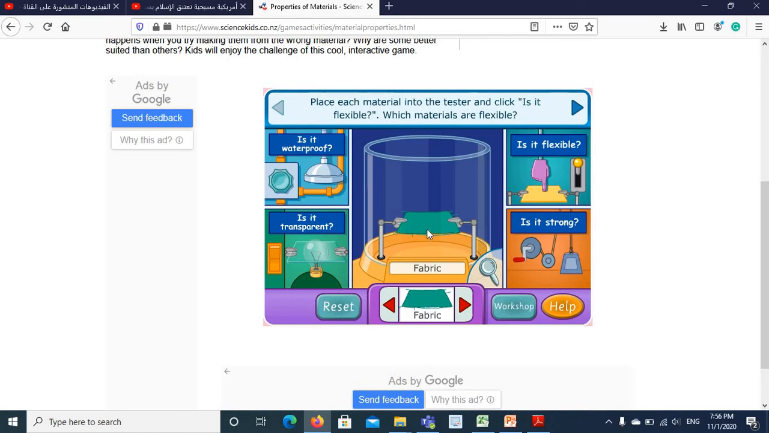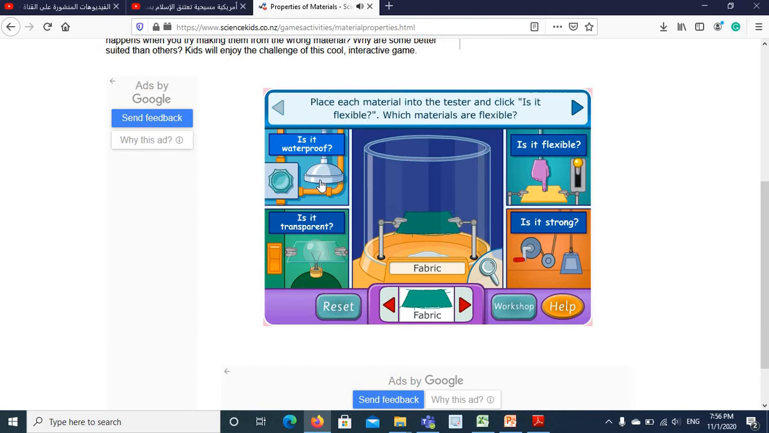Let's see fabric. Again, what do you think, grade 2? Does fabric absorb water or not? Let's test. Yeah, it is. It absorbed water. Did you notice how its color changed? Let's see again.